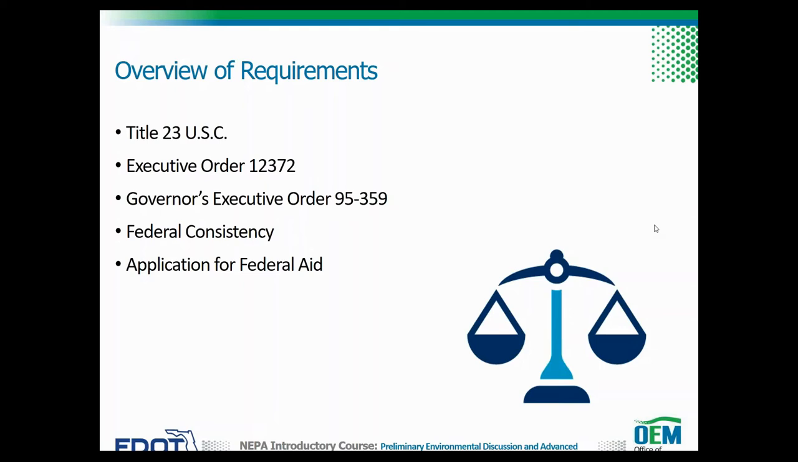Florida Governor's Executive Order 95-359 requires a federal consistency review by the Florida State Clearinghouse of all projects requesting federal funding or involving direct federal activities or permitting. Federal consistency is a provision in the Coastal Zone Management Act that requires the federal government to comply with the state's coastal management program when taking actions that are likely to affect coastal resources.